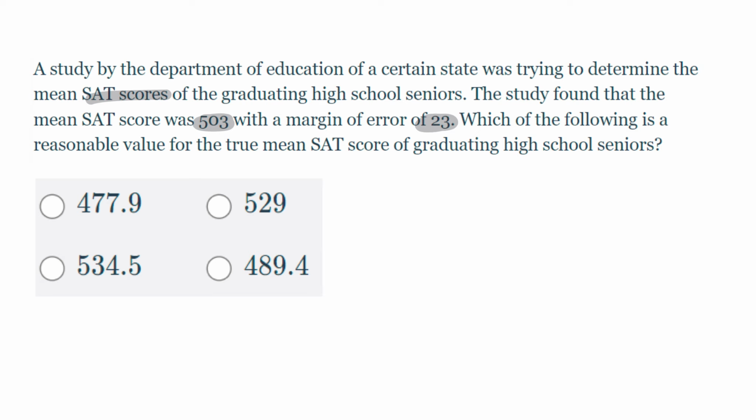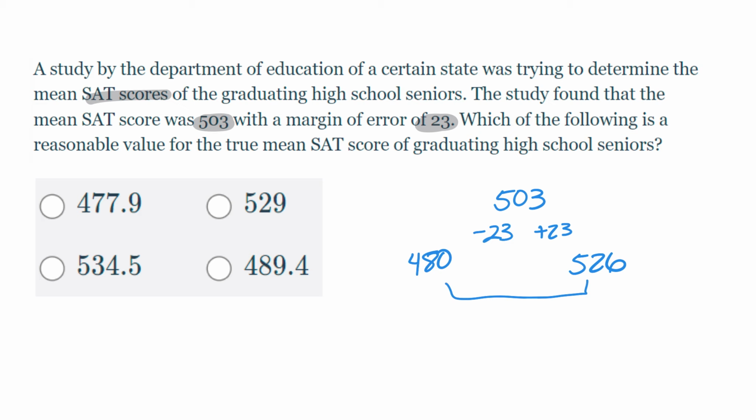So we know if our mean score is 503 and our margin of error is 23, we are going to subtract 23 from this amount, and we would find our lower limit is 480, and then we would add 23 to this amount, and we would see our higher limit is 526. So our interval is from 480 to 526.